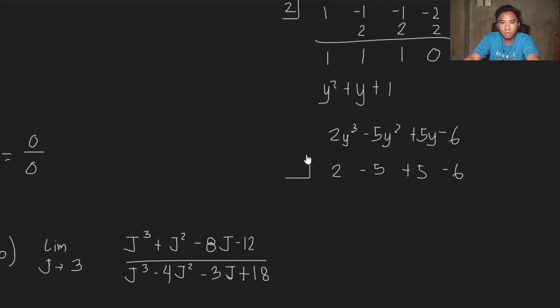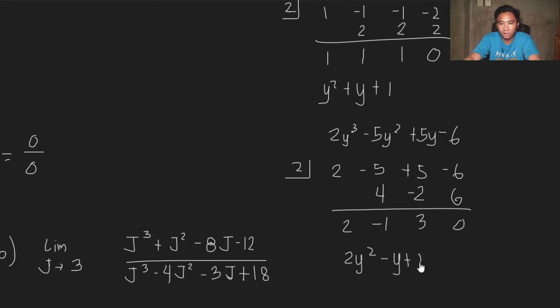Synthetic division natin, yung value niya 2. So, bring down 2, multiply to 2, 4. Negative 5 plus 4, negative 1, times natin sa 2, negative 2. And then add, becomes 5 minus 2, 3. 3 times 2 is 6. So, 0. Our new answer will be 2y squared minus y plus 3.